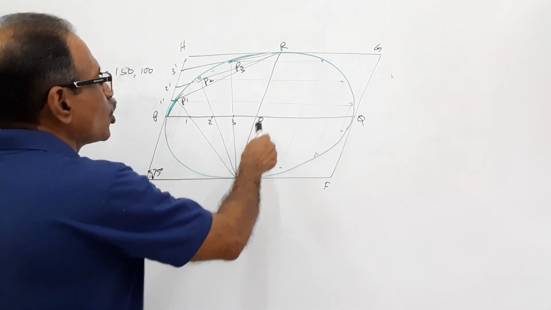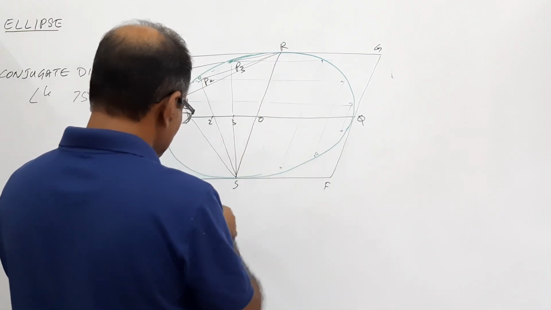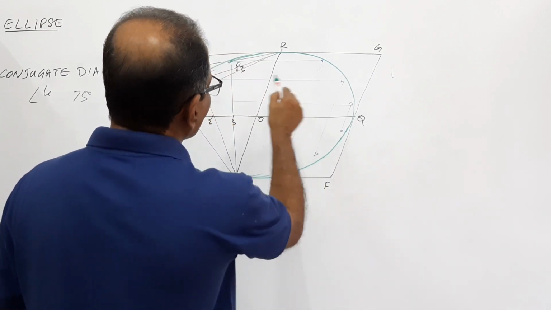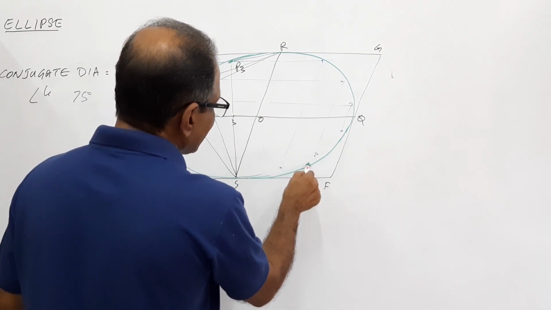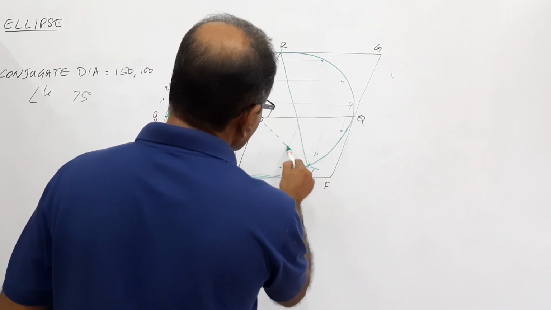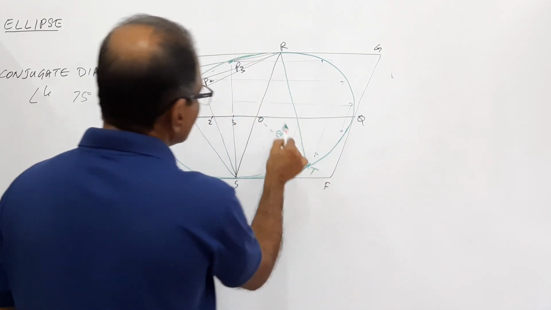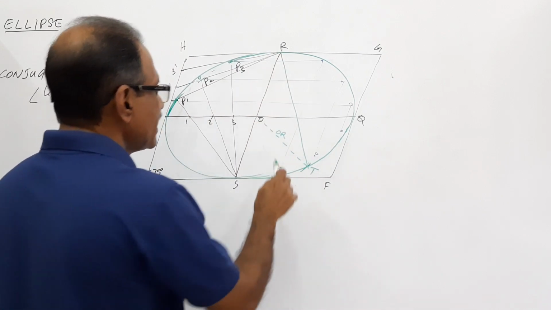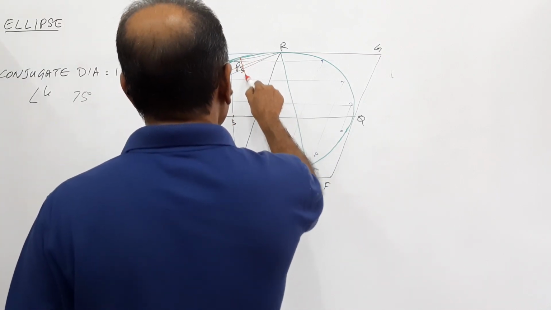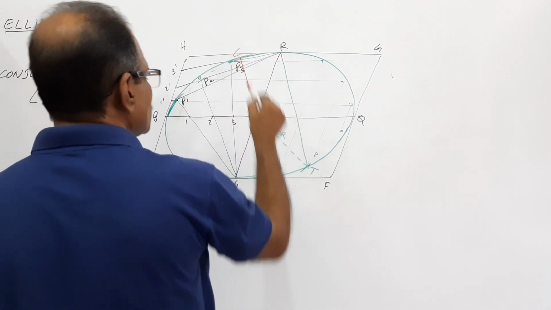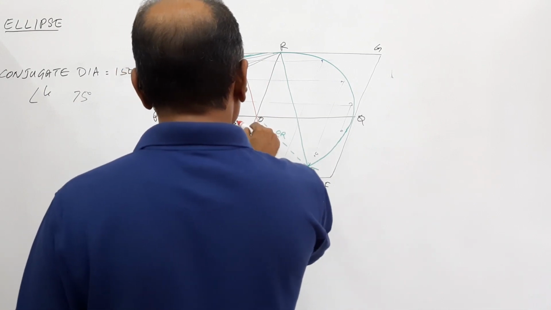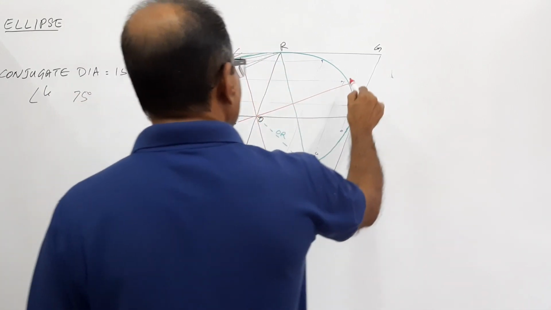I take the distance OR in the compass and with O as center, cut an arc. I get T and I join RT. What is this distance? This distance is OR. Now through O, draw a line parallel to RT. That is the minor axis CD. Agreed? A perpendicular to that through O gives you the major axis AB.